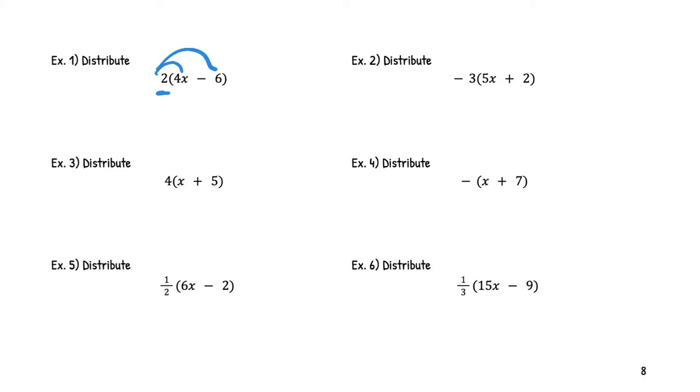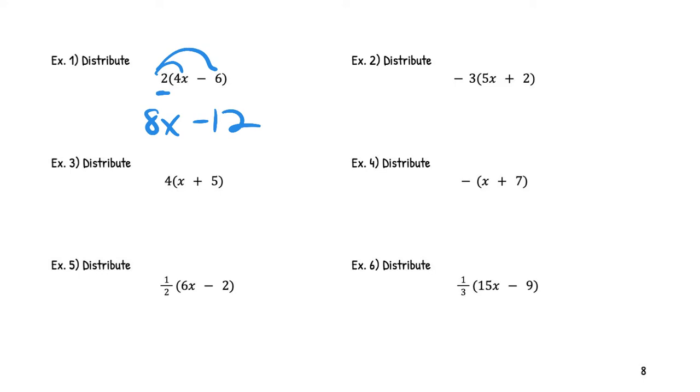2 times 4x, 2 times negative 6, which you should be able to do. 2 times 4x gives you 8x. 2 times negative 6 gives you negative 12. So what that means is instead of writing 2 parentheses 4x minus 6, you can write that as 8x minus 12. And now it's a little more useful to you in solving.